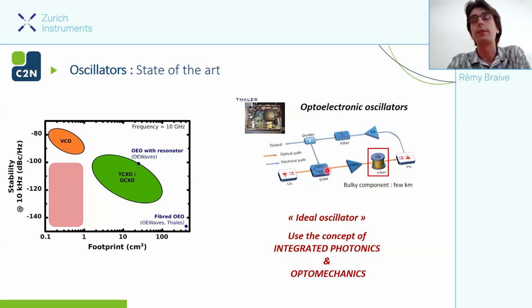If we look at the details of the electro-optic oscillator, it's some building blocks that you put together, and the main drawback, which makes it really bulky, is a few kilometers of fiber that are mandatory in order to reach this high stability. So the idea to reach the ideal oscillator is to use the concept of integrated photonics and optomechanics in order to potentially reach this area of the ideal oscillator.